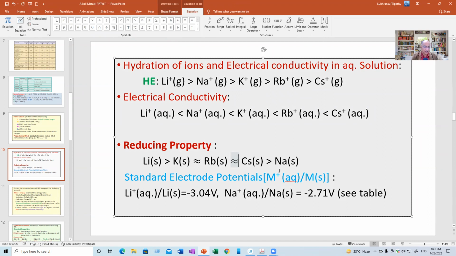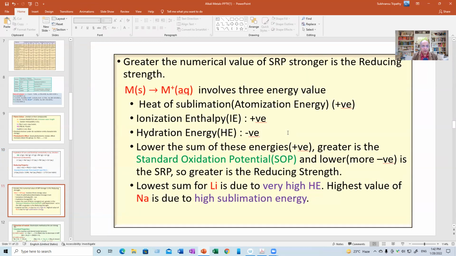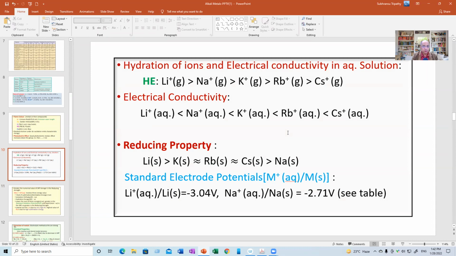These three are more or less the same, but convincingly, sodium is the least powerful reducing agent. Reducing strength is what we mean here. I have given you from that data table that the reduction potential of lithium is minus 3.04, and the least among them is sodium. Now forget about the negative sign at this moment. We are not discussing electrochemistry. Now, I will tell you why it has happened like that.